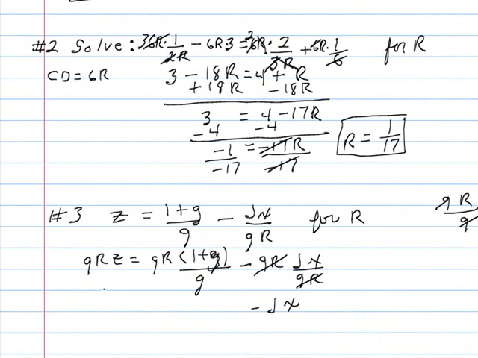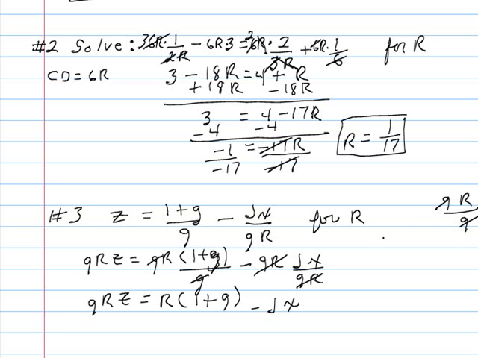How about the first term? Well, there's nothing to cancel here. Canceling is done top to bottom, so I just get GRZ is equal to. Middle term, the G cancels the G, and I end up with R times 1 plus G.